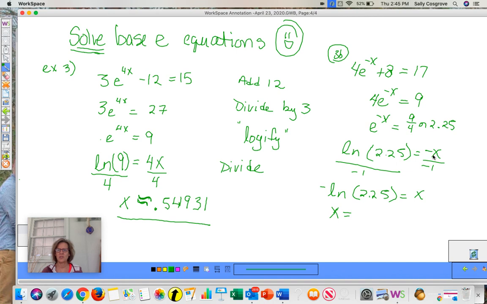So just like over here, we had 4x. This is just the same as like negative 1x. Over here, we divided both sides by 4. So what are we going to do here? Divide both sides by negative 1, and that just changes the sign. So we have the opposite of the ln of 2.25 equals x. And when you just straight up use the calculator, and you put that in your calculator, you get negative 0.81093. And that, sweet friends, is correct.